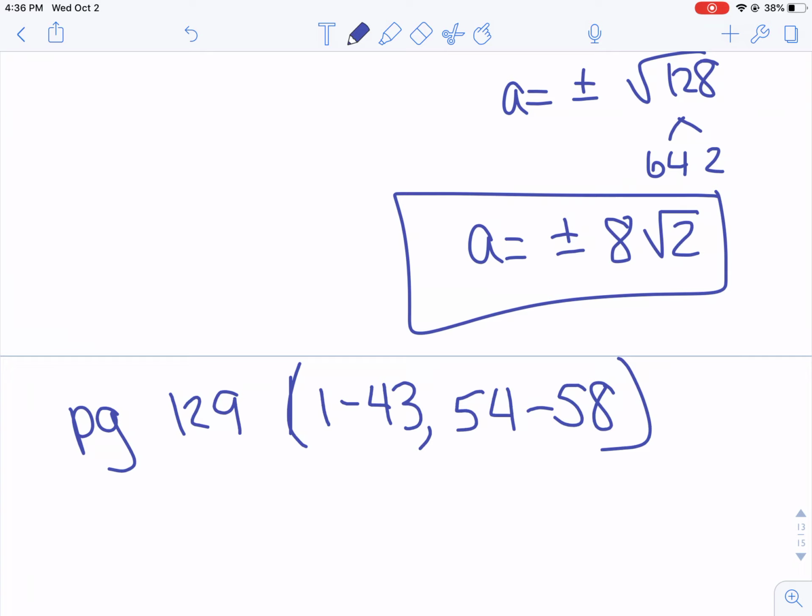Okay, if it says technology, if it tells you to use your calculator, go ahead and skip that. We're going to have a day, probably Friday, or maybe Monday, where we go through and we talk about how to do some of this stuff with the calculator. But that means that all of you need to get a graphing calculator so that we can do some graphing.